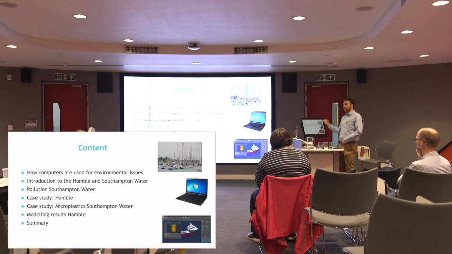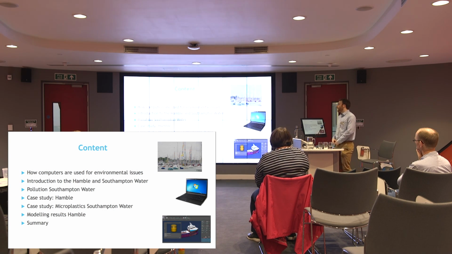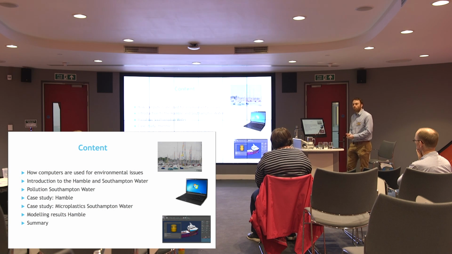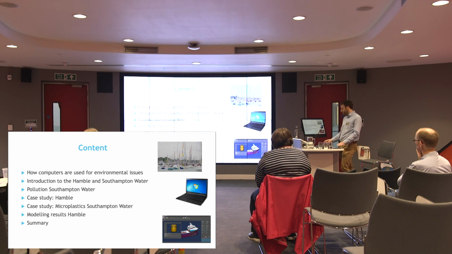In the past I talked about microplastics, and I know some of you did come to that talk. Microplastics are also a vector for heavy metals, therefore we'll briefly go over some of the microplastic data from Southampton water. And then we'll have some modelling results. A number of models are being used, so we'll go through them and see what sort of results we're getting for the Hamble and Southampton water. And finally we've got a summary.